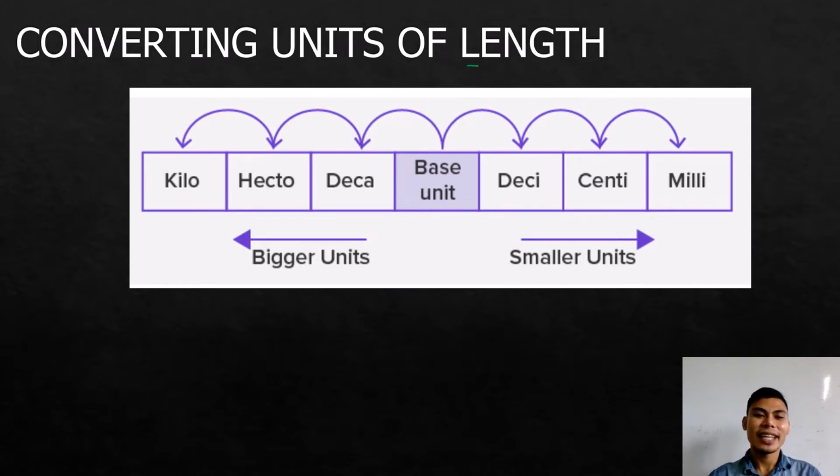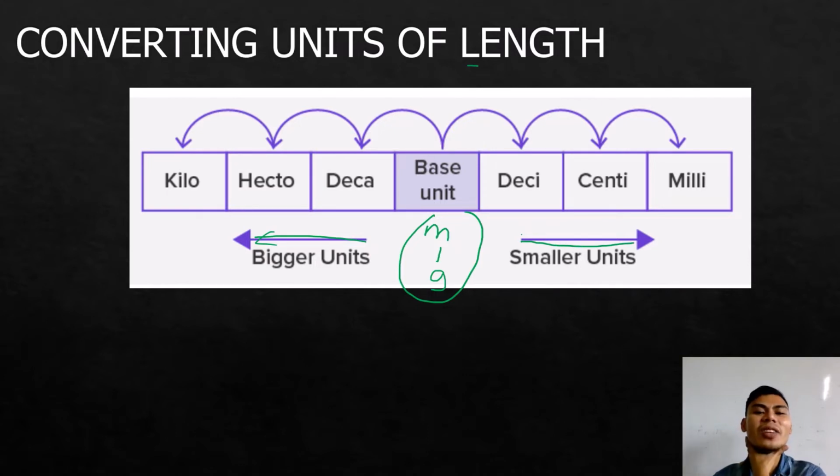Okay? So here, bigger units from the base unit. Maybe you'll ask, what's a base unit? That's the meter for length, liter for the volume or the capacity, and gram for the weight or the mass. Those are the base units. When we go to the left, those are the bigger units. When we go to the right from the base unit, you will know later, these are smaller units.